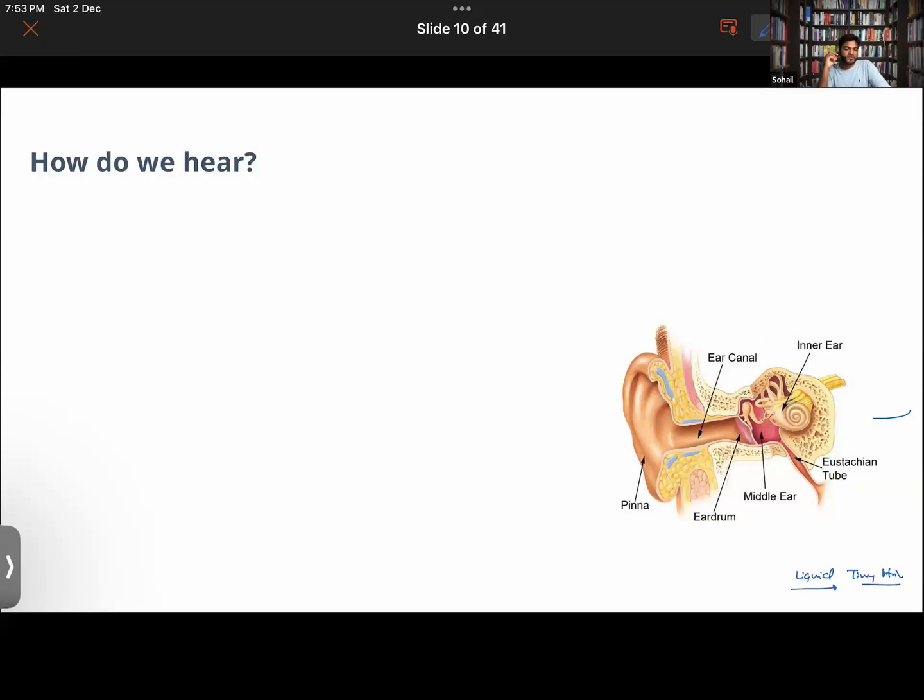Okay. Look, as you were talking about the middle ear, the bones present in the middle ear are basically amplifying the sound vibrations. They increase the sound vibrations. Yes, sir. Okay, they don't convert it into currents.